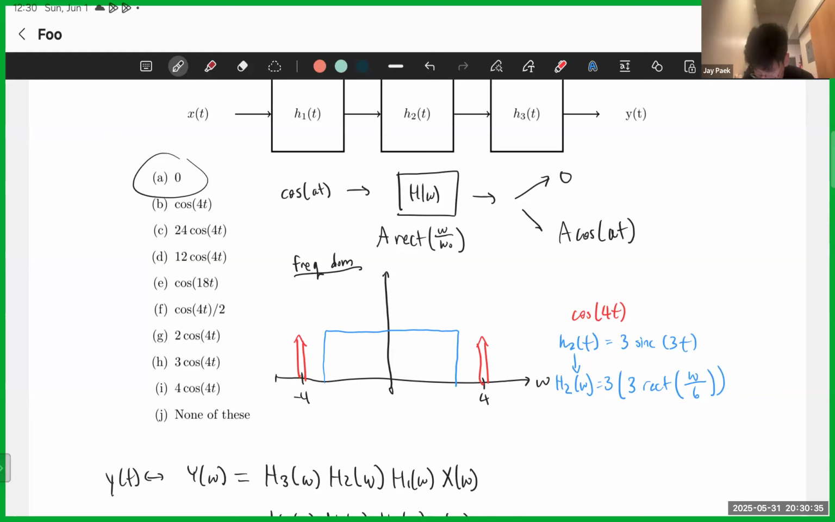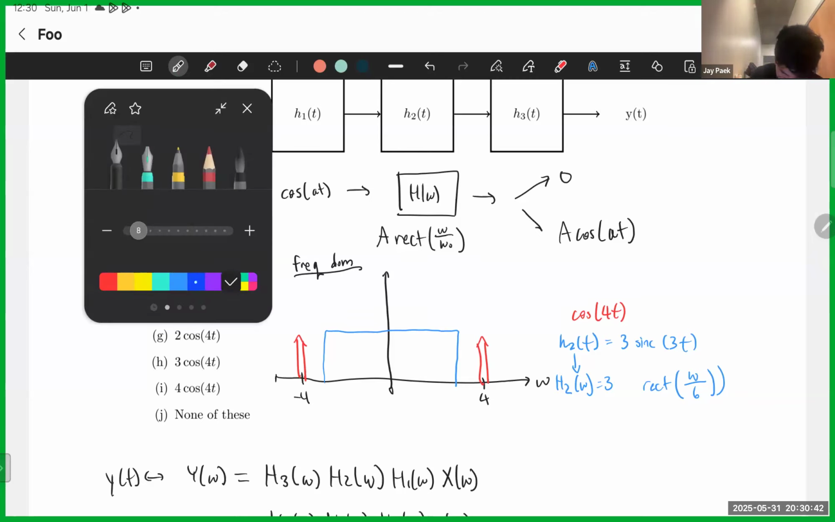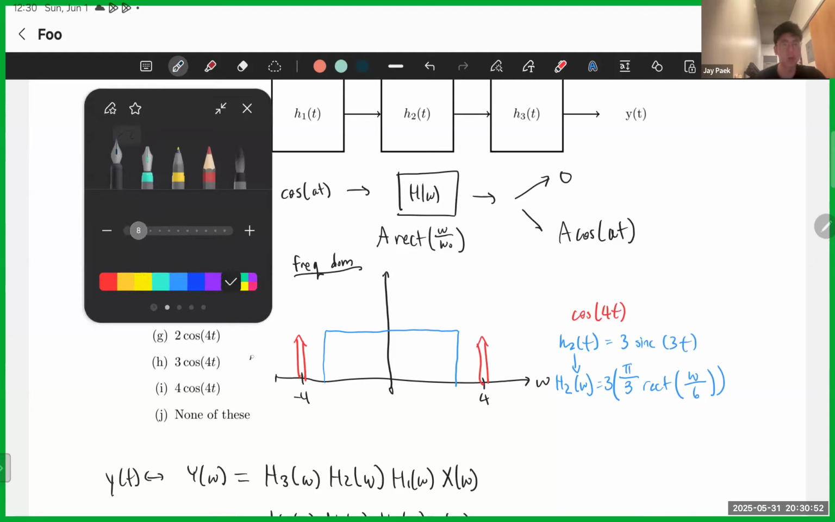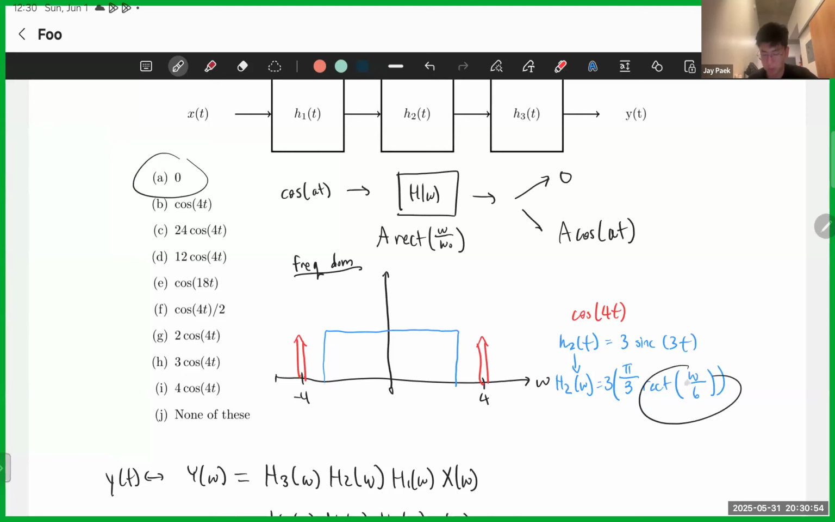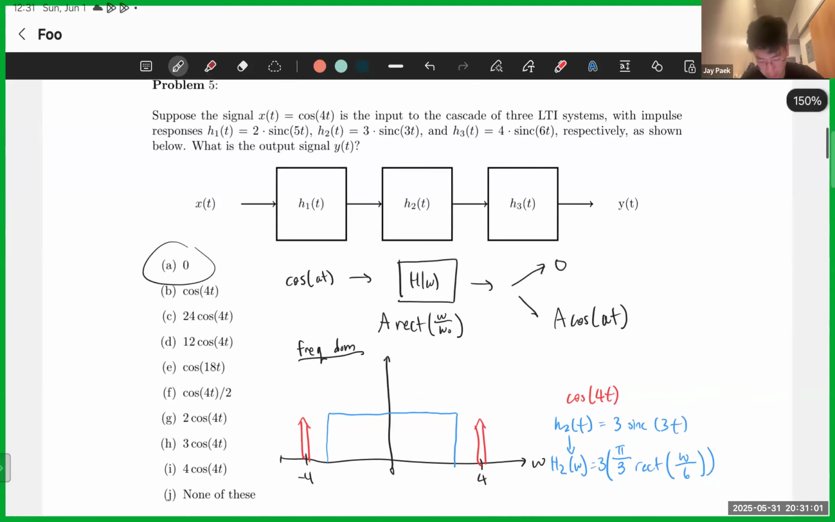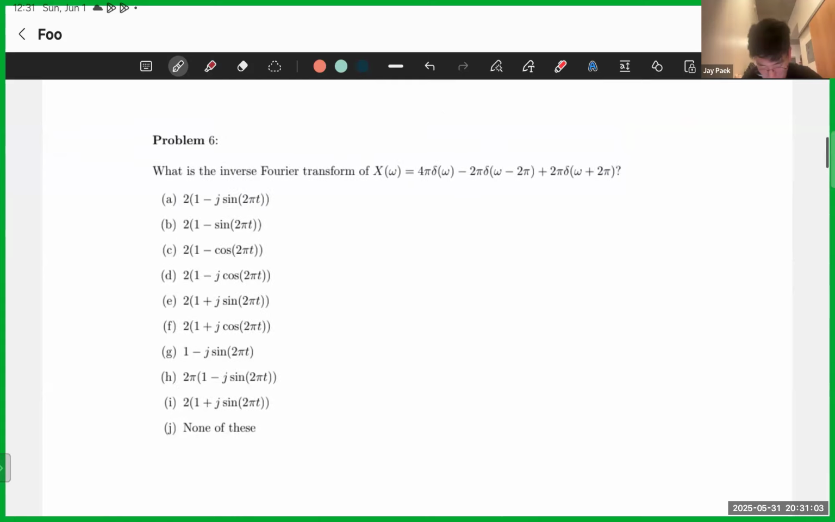Should be pi over 3. Thank you. Yeah, some of these I kind of don't recall off the fly. Yeah, this should be pi in the front. Thank you. There we go. And so regardless, even if you get the constants wrong, the fact that the rect function doesn't align with the delta functions is probably the most important part that you need to know. Otherwise, pretty straightforward question. Let's go next.